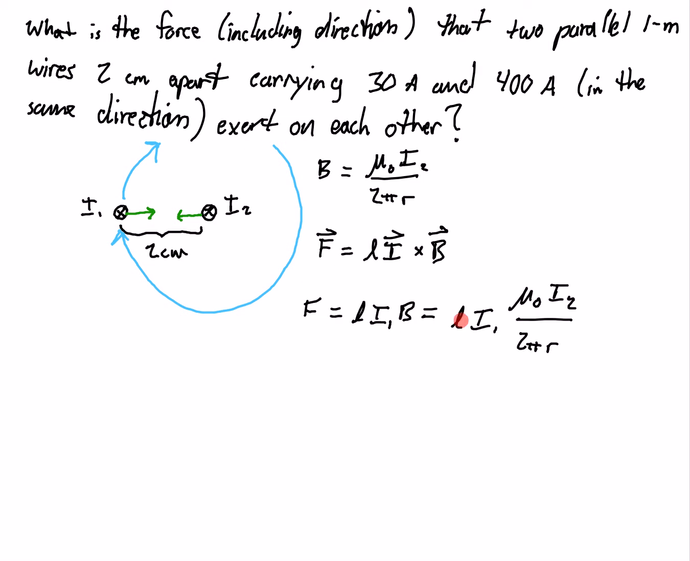For putting in numbers, note that L is 1 meter, already in SI units. I1 and I2 are 30 and 400 amps, already in SI units. The radius is 2 centimeters, so we have to convert that to meters. And mu naught was given in SI units earlier on. Putting in numbers, I get 0.12 newtons. Everything was in SI units, so our force comes out in SI units, newtons. And remember that we determined that this force is attractive.